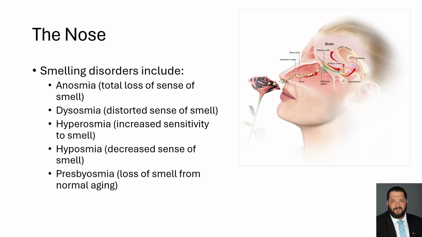The nose is an important sensory organ for the body. It also serves a purpose, and we talked about this in airway, that's to filter and warm air coming into the nose. You can have some smelling disorders. So anosmia, that's a tough word to say there, is a total loss of the sense of smell. Dysosmia is distorted. Hyperosmia is increased sensitivity. Hypo prefix being low sense of smell. And then presbyosmia, which is a loss of smell from normal aging.